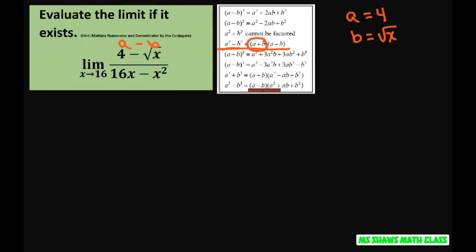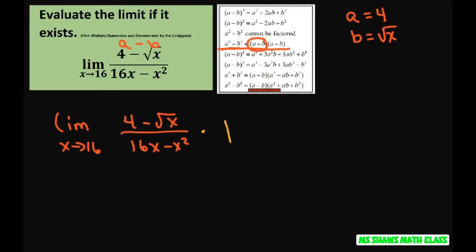plus. So you're going to just rewrite this as the limit as x approaches 16 of 4 minus square root of x, divided by 16x minus x squared. And we're really multiplying this by 1, so you're not changing it, you're just redressing it. So the conjugate is going to be the plus one. So that's going to be 4 plus square root of x. And you also have to multiply the denominator by 4 plus square root of x. This equals 1.